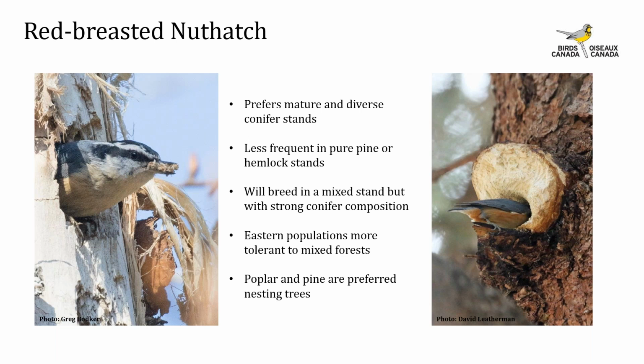The eastern population of red-breasted nuthatch are a bit more tolerant of mixed forest stands, and they will occur in a wider range of forest types, and that includes pure coniferous stands. Their preferred nesting trees are poplar and pine, however.